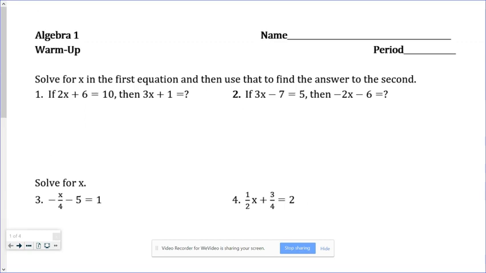So I'm going to start off with this first question here. It says solve for x in the first equation. This here is the first equation, and then use that to find the answer to the second one here. First thing I'm going to do is solve this part for x. I'm going to subtract 6 from both sides and then divide by 2.